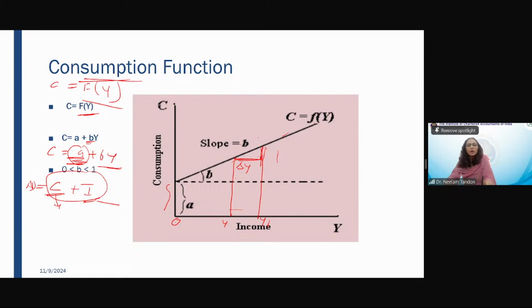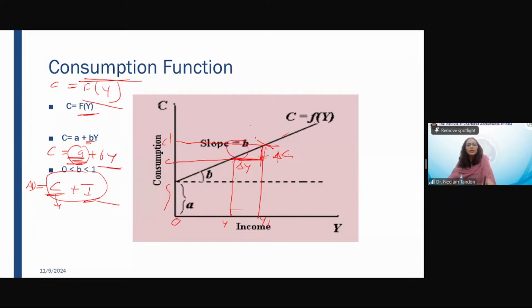Y dash change in income और ये क्या है, कंजम्पशन. ये वाली, this Y axis is consumption. सो इनिशियल कंजम्पशन कितना था, दिस मच. ओके, नाउ दिस इज द increase in consumption, C dash. So ये दिखा रहा है आपको change in consumption. This is showing change in consumption. This is showing change in income.